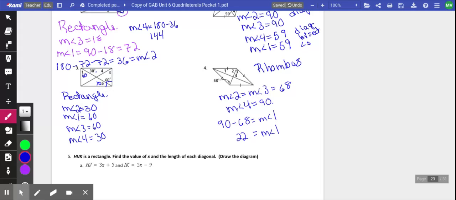So now knowing it's a rectangle, I know that angle 3 has to be 60 because in a rectangle, the diagonals are congruent and bisect each other. So that gives me a nice isosceles triangle. And angle 4 is 30 for the same reason.